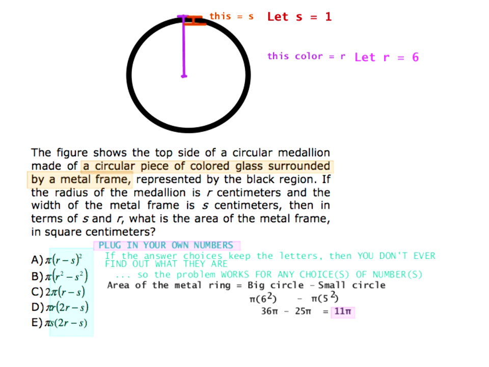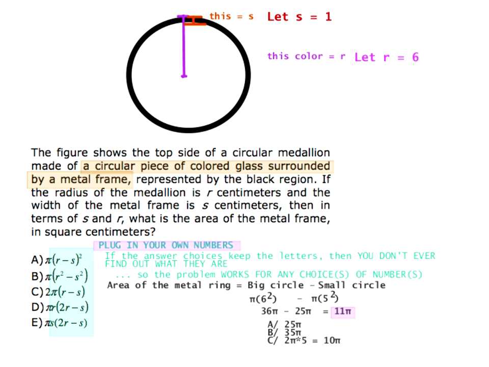So A is going to be 25 pi. It's pi times 5 squared. So that doesn't work. B is going to be pi times 36 minus 1. Not 11 pi. C is going to be 2 pi times 6 minus 1. So that's 10 pi. Close, but no cigar. It's awfully close, but it's not the number that we want.